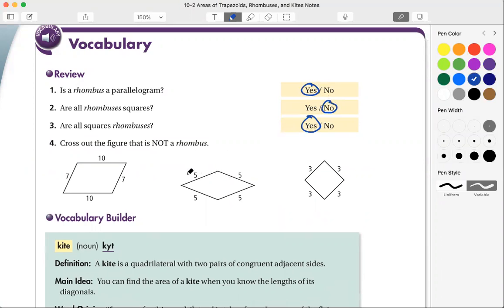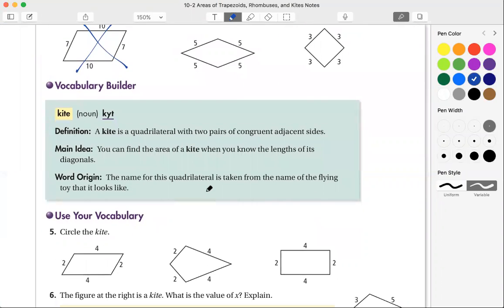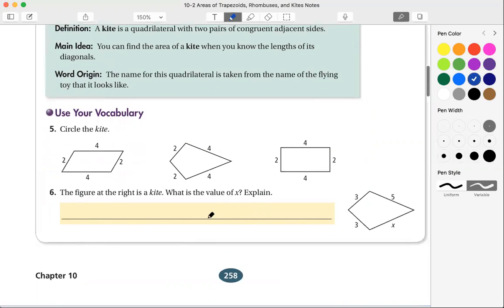Remember, in a rhombus all sides are congruent, so this one is not a rhombus. A kite is a quadrilateral with two pairs of congruent adjacent sides. You can find the area of a kite when you know the lengths of its diagonals. The name of this quadrilateral is taken from the name of the flying toy that looks like it. All right, so circle the kite. The one that is a kite is this one.